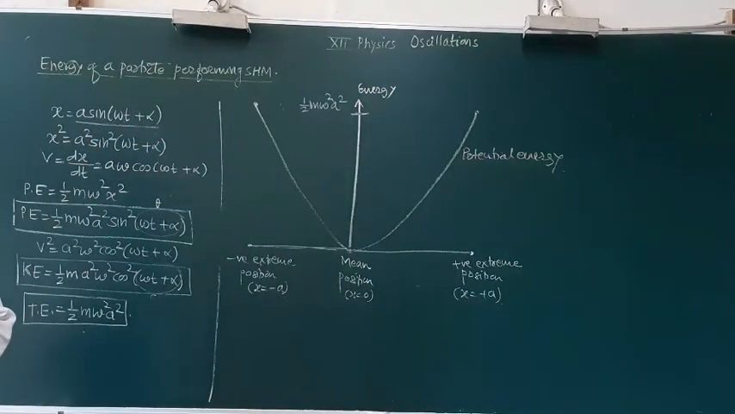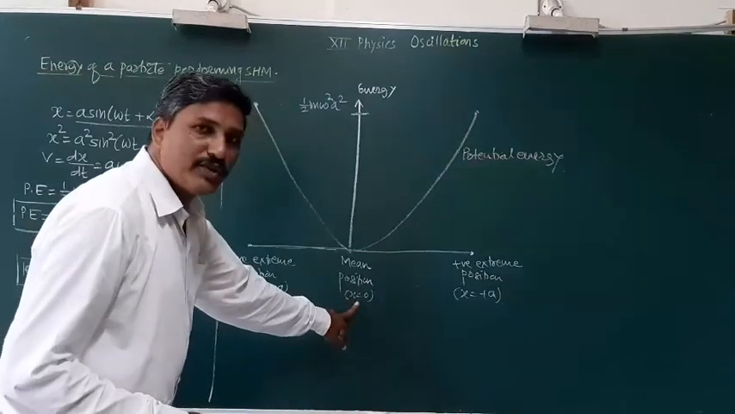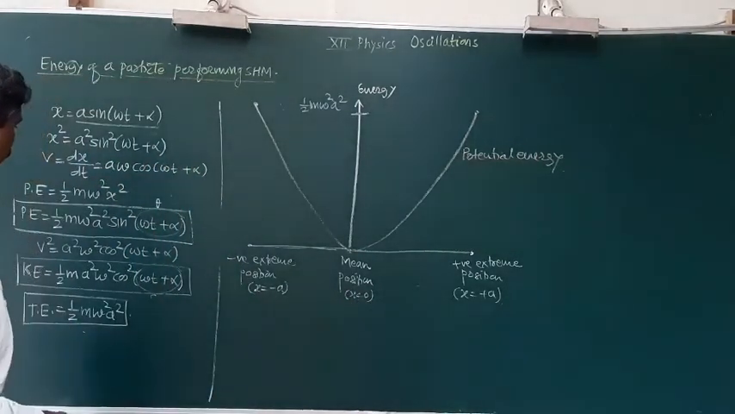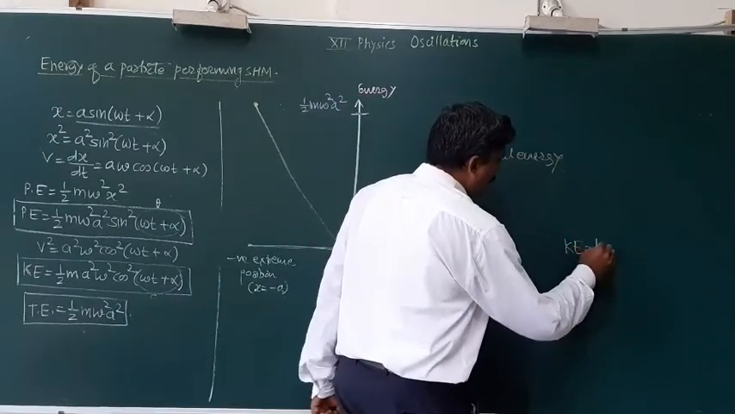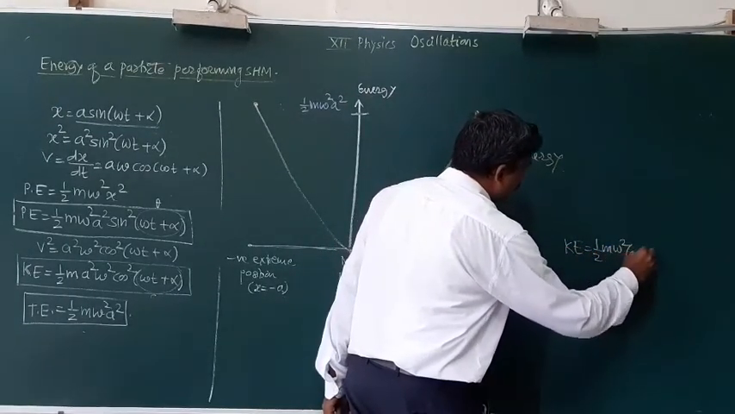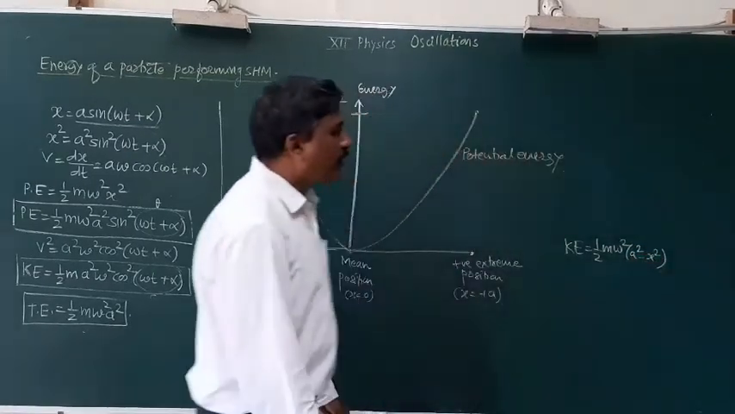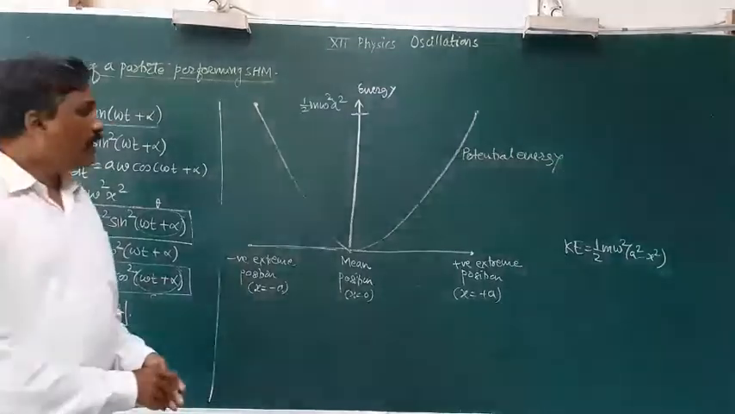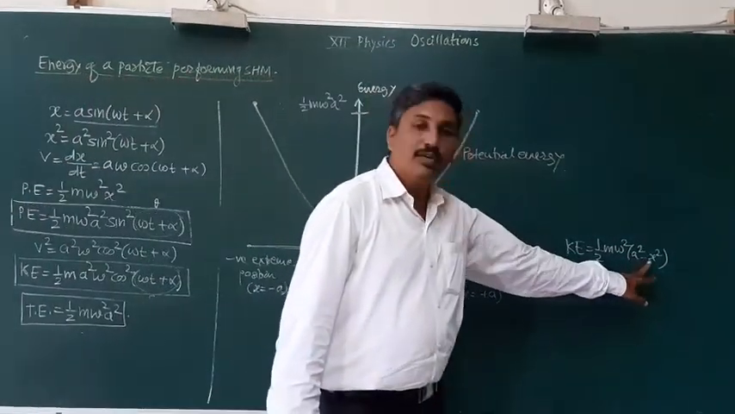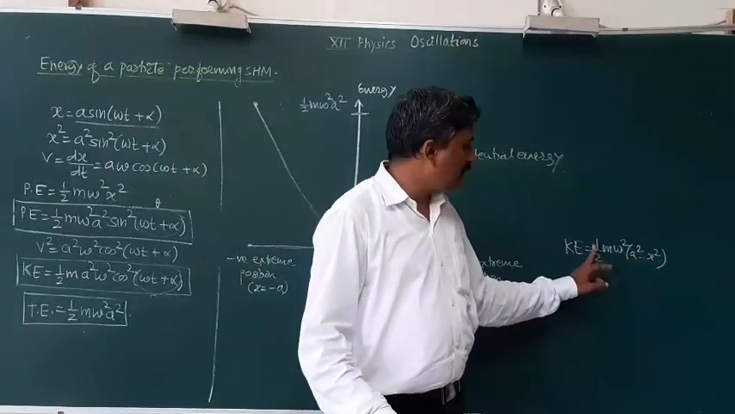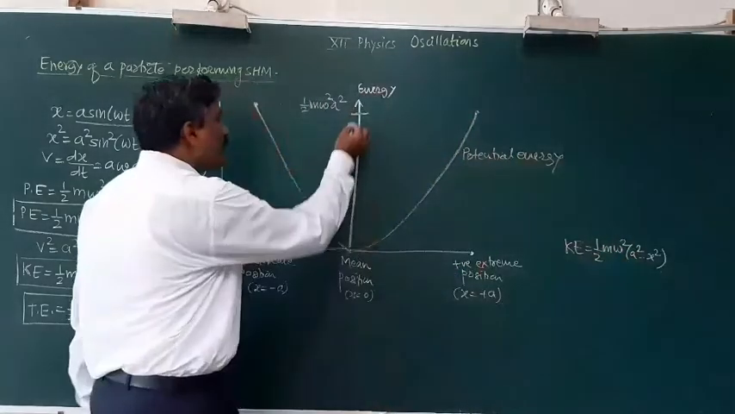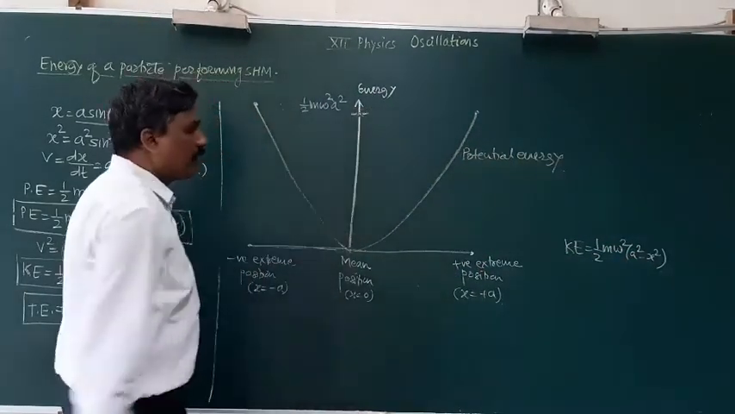Now, see the other term being shown, that is the kinetic energy. At the mean position, x equals 0. Kinetic energy, okay, we require the formula. Kinetic energy is given by, here I am writing the formula, half of m omega square times a square minus x square. This is the formula for kinetic energy. Now, at the mean position, x equals 0. So x square becomes 0. The bracketed term becomes only a square. So kinetic energy becomes half of m omega square a square. This is the value of kinetic energy.